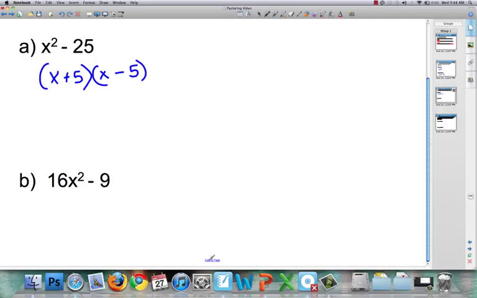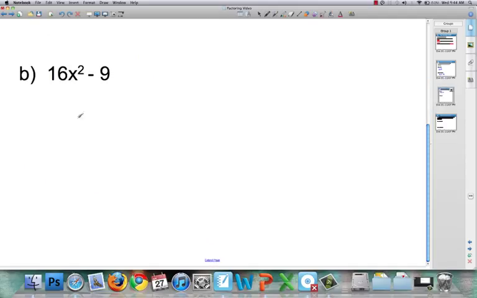Okay, the next one here, once again we have two perfect squares. 16x squared and 9 are both perfect squares. And this is important because difference of two squares, so there needs to be a subtraction between them. So 16x squared, if we take the square root of that, that is 4x. So 4x is our first term. And then the square root of 9 is 3. So plus 3 minus 3. And again, it doesn't matter if you would have done 4x minus 3 or 4x plus 3.